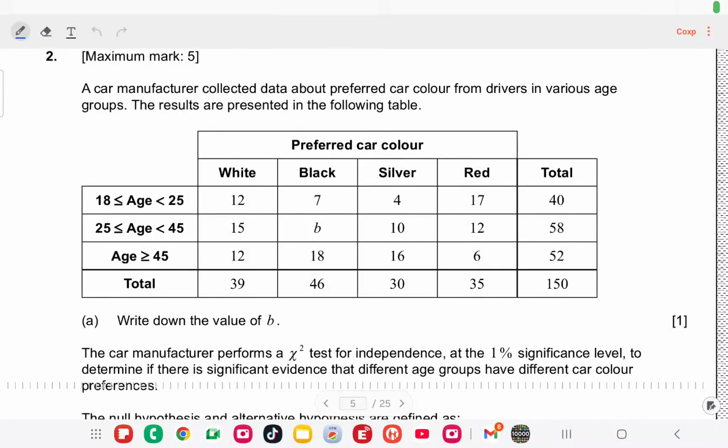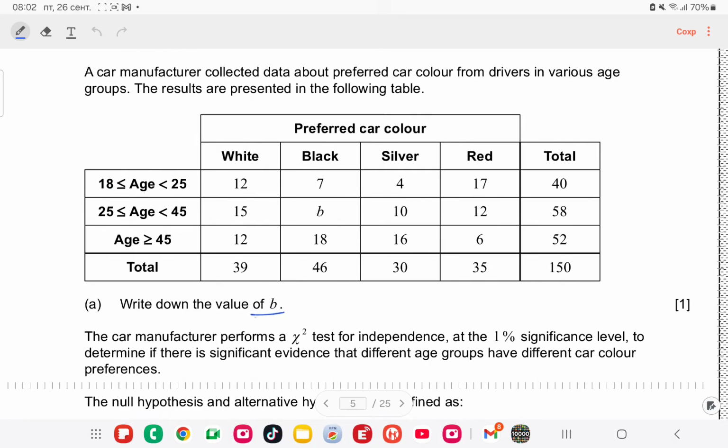Hello guys, we're continuing to consider the Application and Interpretation Standard Level May 2025 Paper 1 exam. Second question about the chi-square test statistics. Given that a car manufacturer collected data about preferred car color from drivers in various age groups, the results are presented in the following table. Write down the value of B. So the first question is write down the value of B.